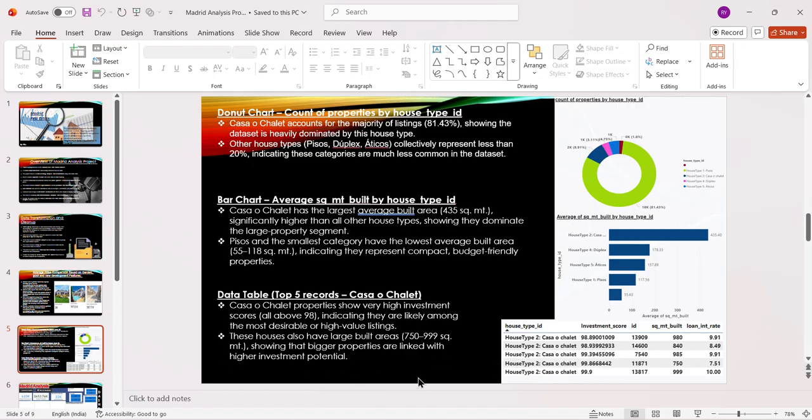Casa or Chalet properties show very high investment. As we see, the investment scores are 98, 98.89, 98.93, so these are the most desirable or high-value listings. These houses also have a large built area. We see here 700 to 999 square meters, showing that the bigger properties are linked with higher investment potential.